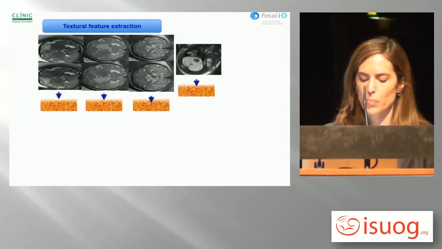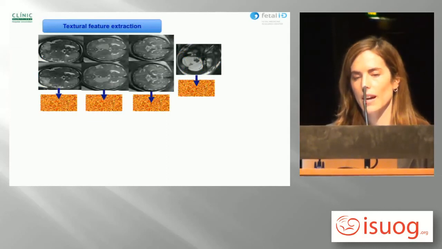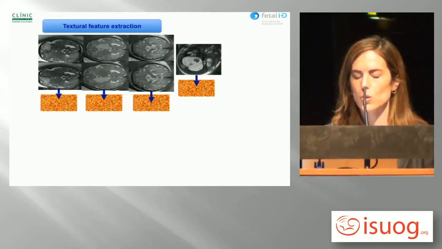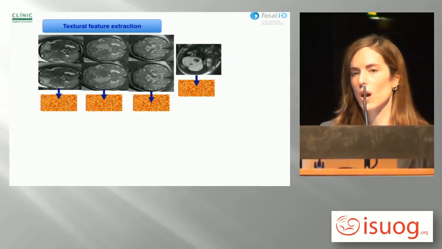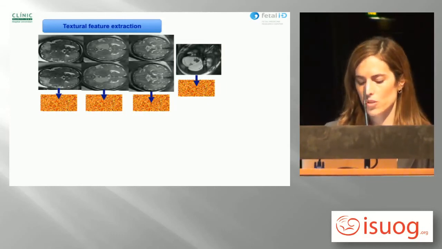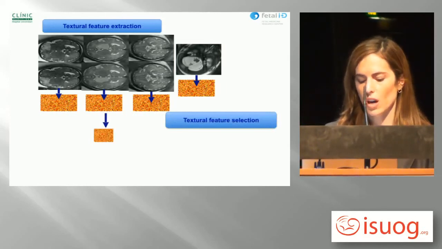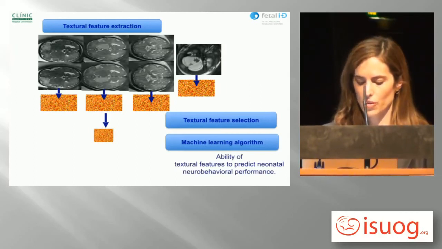So after we performed the delineation of the regions of interest, these areas were processed with a textural analysis software. Each one of the regions of interest that we delineated yields over 15,000 features or parameters that the software has to reduce in dimension. It has to determine what is a common pattern of these cases, and then perform an external validation and also perform logistic regressions.